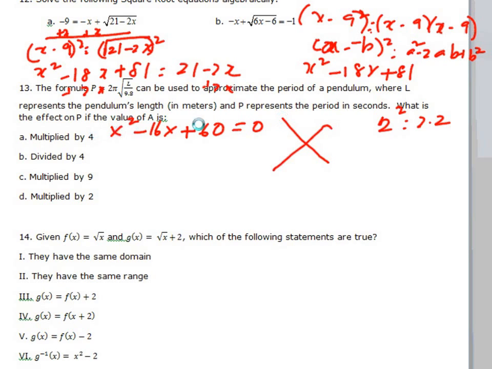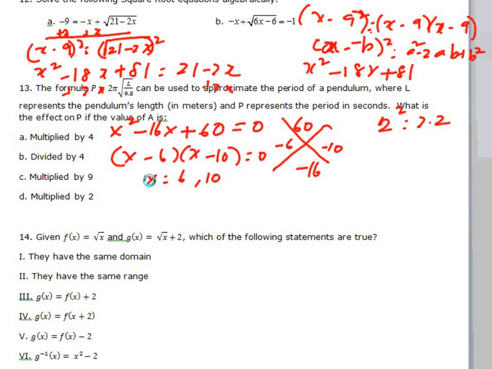A is equal to 1. So we want to find the factors of 60 such that they add up to negative 16. So we have 6 and 10. Negative 6 and negative 10 are the best candidates because when we add them, we get negative 16, and when we multiply them, we get back 60. So this is x minus 6 times x minus 10 equal to 0. So x is really 6 or 10. The best practice is to verify them because sometimes we might end up with extraneous solutions.